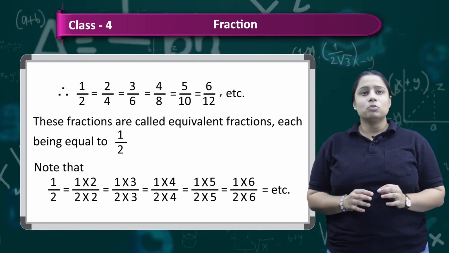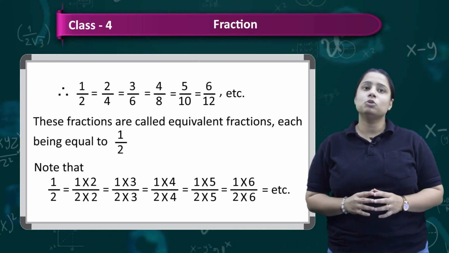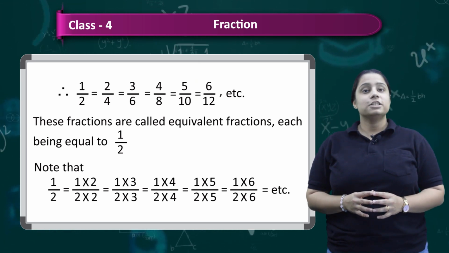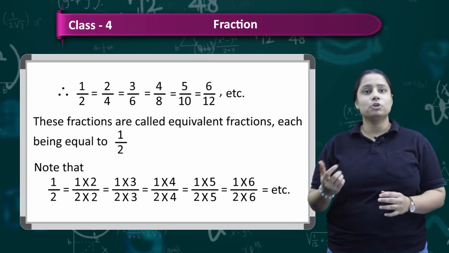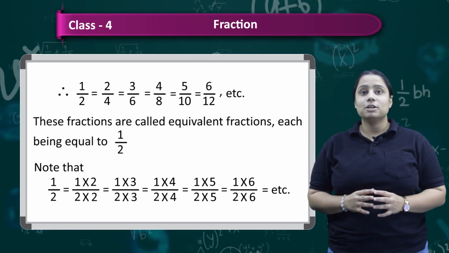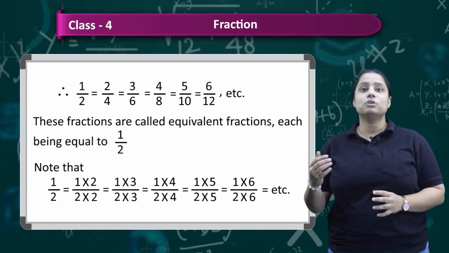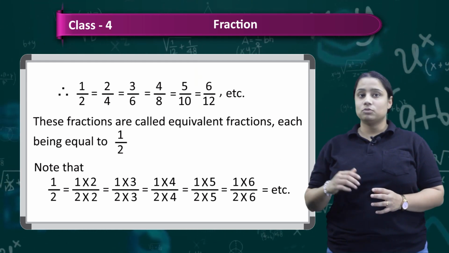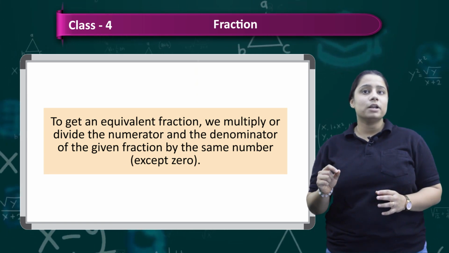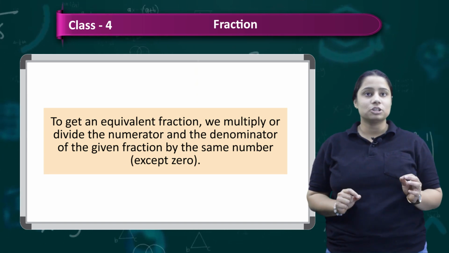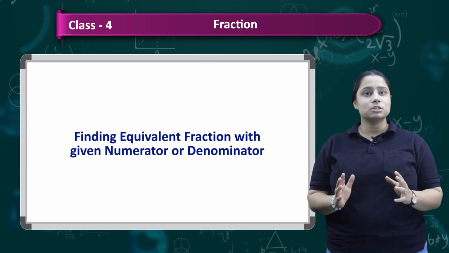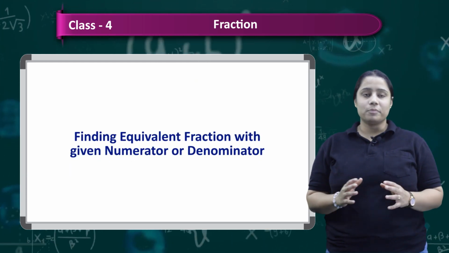Note that 1 by 2 is equal to 1 into 2 upon 2 into 2 is equal to 1 into 3 by 2 into 3 is equal to 1 into 4 by 2 into 4 is equal to 1 into 5 upon 2 into 5 is equal to 1 into 6 upon 2 into 6 is equal to etc. To get an equivalent fraction, we multiply or divide the numerator and the denominator of the given fraction by the same number except 0. Finding equivalent fraction with the given numerator or denominator.